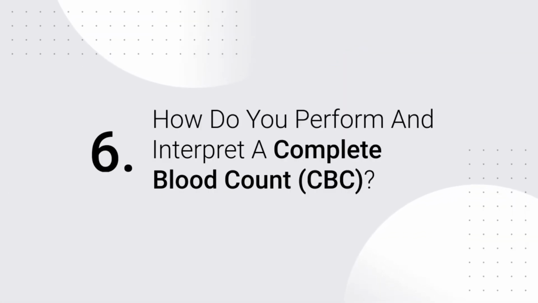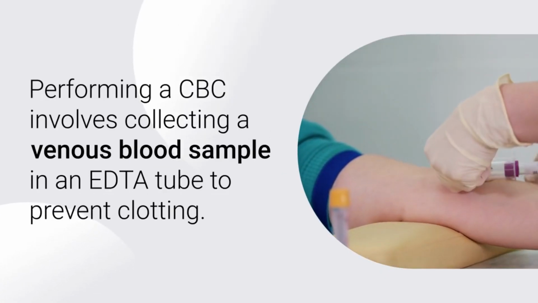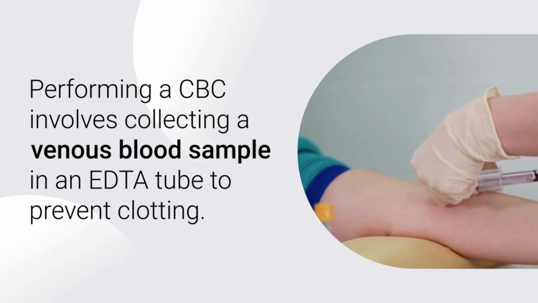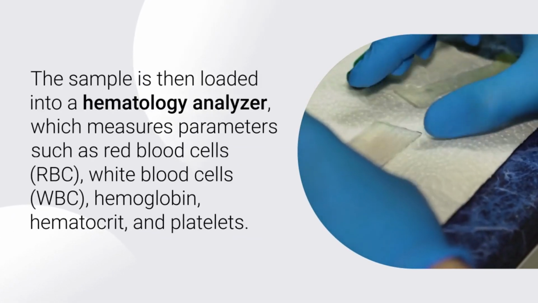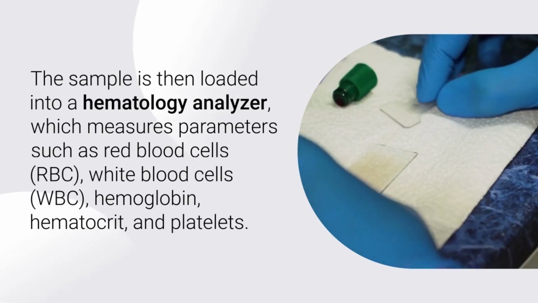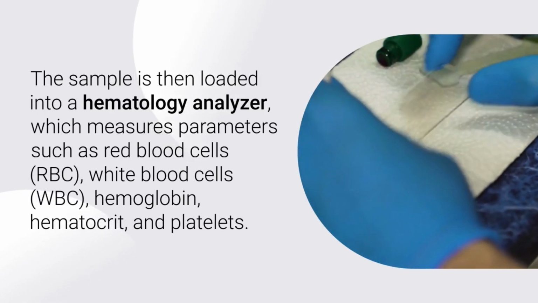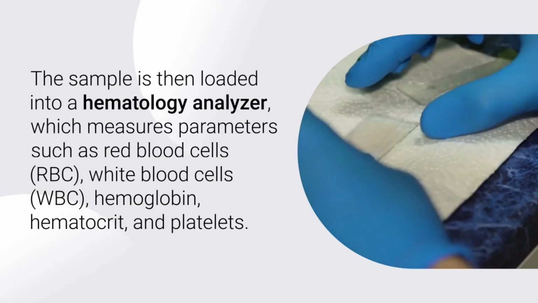6. How do you perform and interpret a complete blood count, CBC? Performing a CBC involves collecting a venous blood sample in an EDTA tube to prevent clotting. The sample is then loaded into a hematology analyzer, which measures parameters such as red blood cells, RBC, white blood cells, WBC, hemoglobin, hematocrit, and platelets.